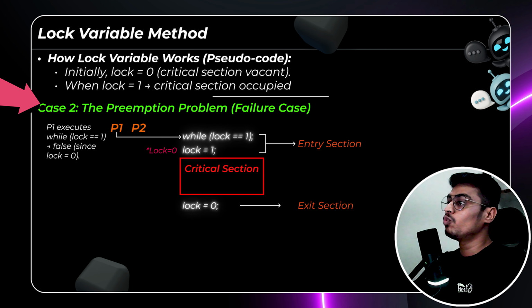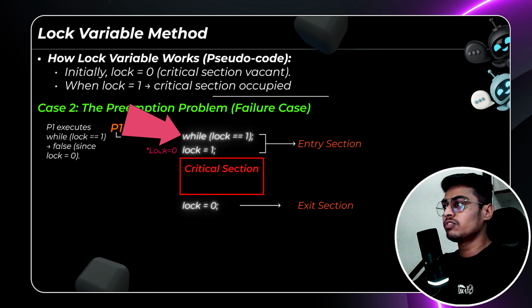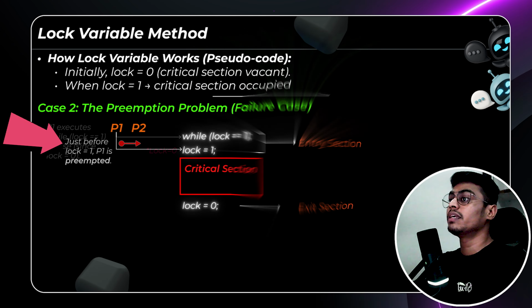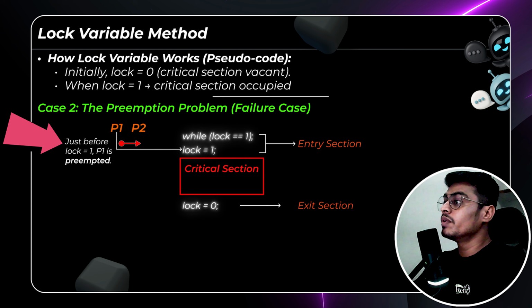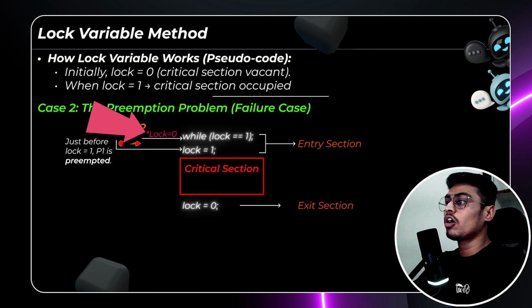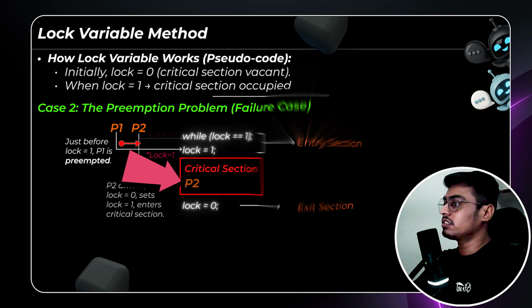In case 2 we are seeing what the preemption problem is. So here's where the lock variable method fails. Consider this scenario. P1 arrives and executes the first line of entry code, while lock is equal to 1. Since lock is equal to 0, the condition is false and P1 is about to execute lock is equal to 1, the second line. But just before executing this line, P1 gets preempted due to some interruption. Now P2 arrives. It sees the lock is equal to 0, executes while lock is equal to 1, which is false, and then executes lock is equal to 1 and enters the critical section.